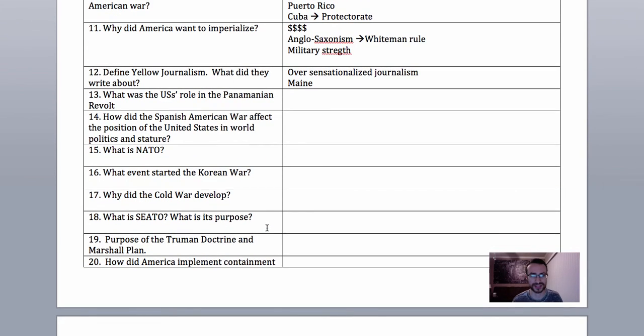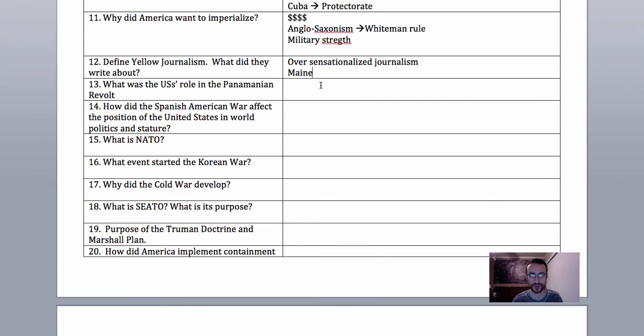What was the United States' role in the Panamanian Revolt? They're going to start it.